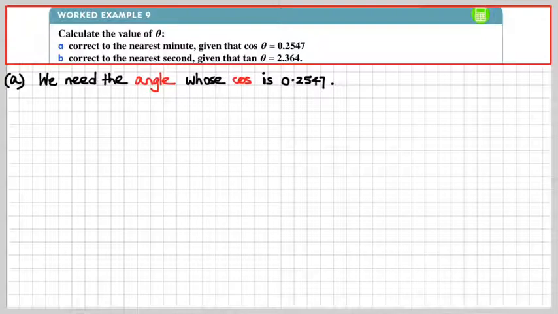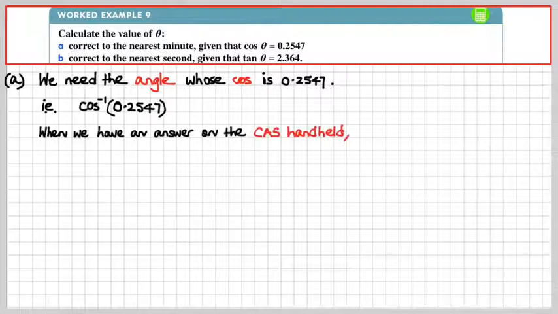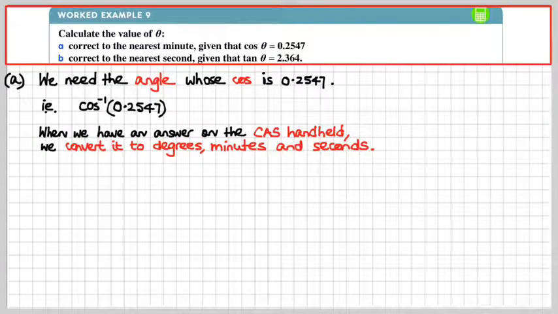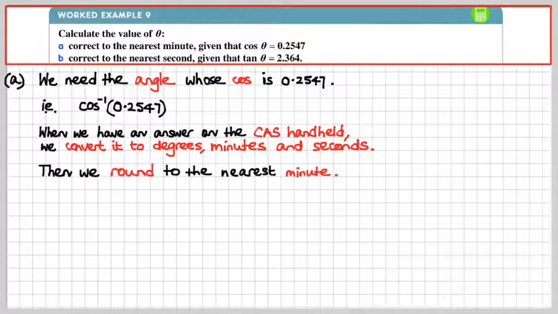So we need the angle in part A, whose cos is 0.2547. So let's just do that. And when we have the answer on the CAS handheld, we convert it into what's known as degrees, minutes and seconds format, which I'll show you how to do. And then we round to the nearest minute.